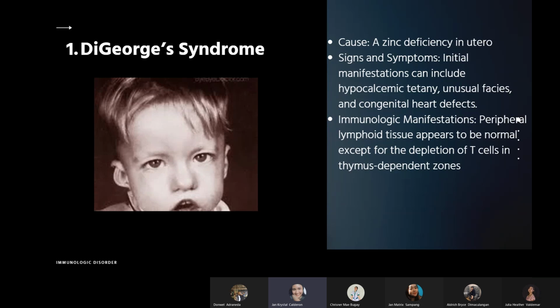For its signs and symptoms, it is present from the moment a fetus is born, and its initial manifestations can include hypocalcemic tetany, unusual phases, and congenital heart defects. Its immunologic manifestations: its peripheral lymphoid tissues appear to be normal except for the depletion of T cells in thymus-dependent zones.